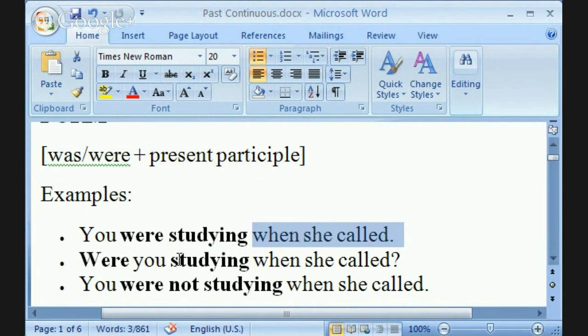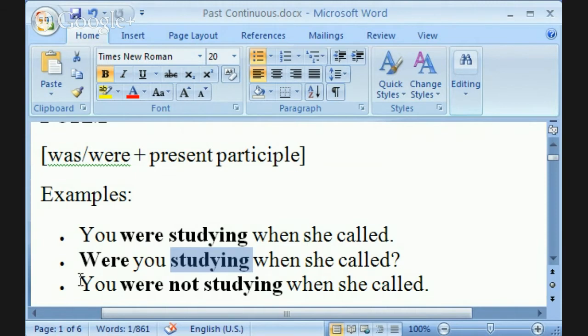In the question form, as always in English, we're always going to take the first auxiliary. In this case, there's only one word. Auxiliary is the helper verb, which helps to create a verb tense. So we're going to take that first auxiliary and put it in the front of the sentence, followed by the subject noun. So in other words, we're reversing the subject noun and the first auxiliary, and then followed by the present participle. Were you studying when she called?